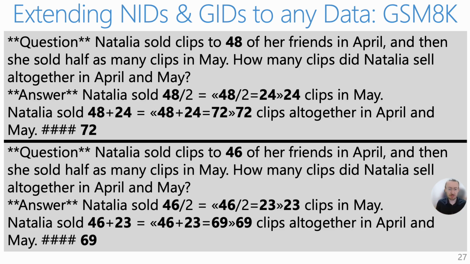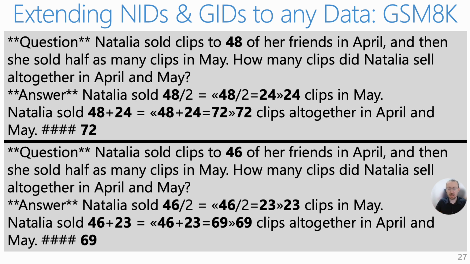So for example, if Natalia in this case sold clips, and in the first case the naturally occurring text was 48, then to generate the GID we can just change this to 46, and then we also have to follow up with this variable in the remaining text and replace these numbers. For example, if Natalia sold 46 clips, then half is 23 instead of 24. So we just set these variables and update them according to the new value that we chose. In this case, it could also be random. And then we verify.